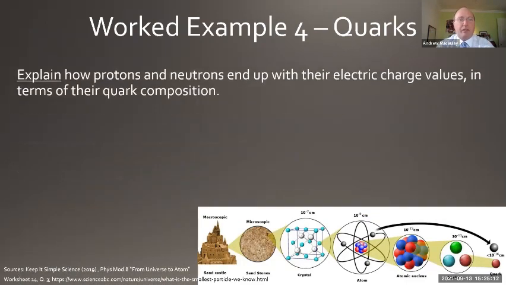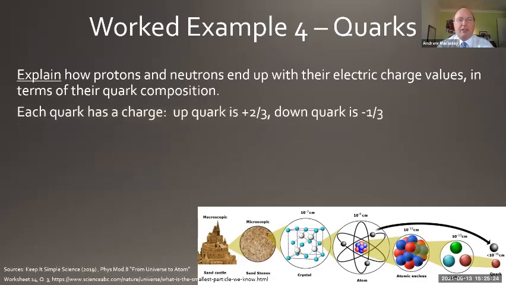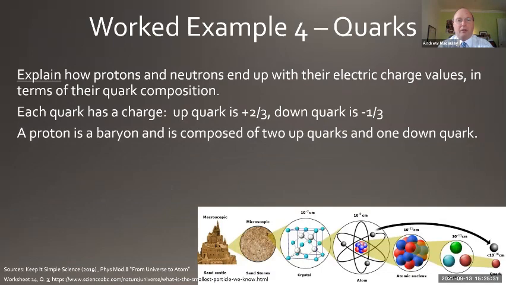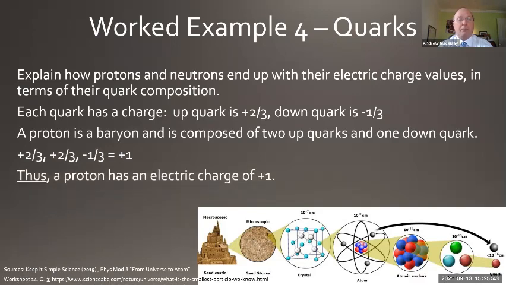Explain how protons and neutrons end up with their charge values in terms of their quark composition. Well, each quark has a charge. An up quark is plus 2/3 and a down quark is minus 1/3. A proton is a baryon and is composed of 2 up quarks and 1 down quark. And so 2/3 plus 2/3 minus 1/3 is plus 1. Thus, a proton has an electric charge of positive 1.